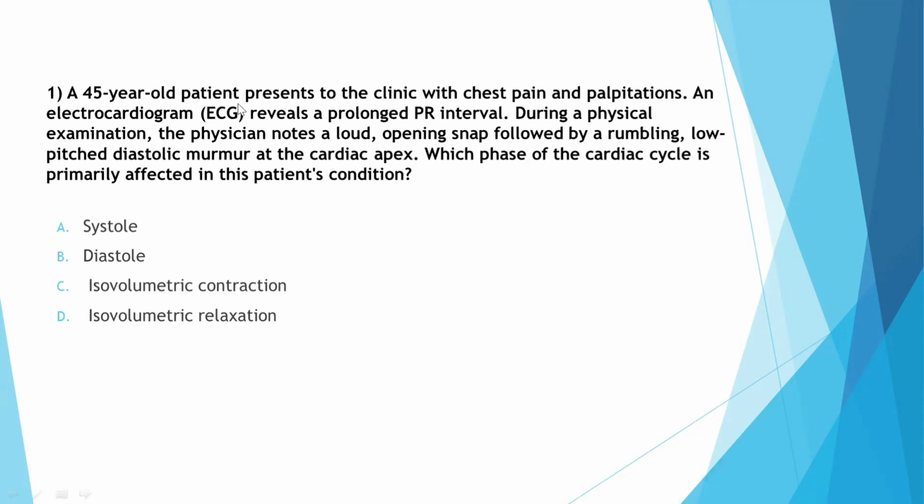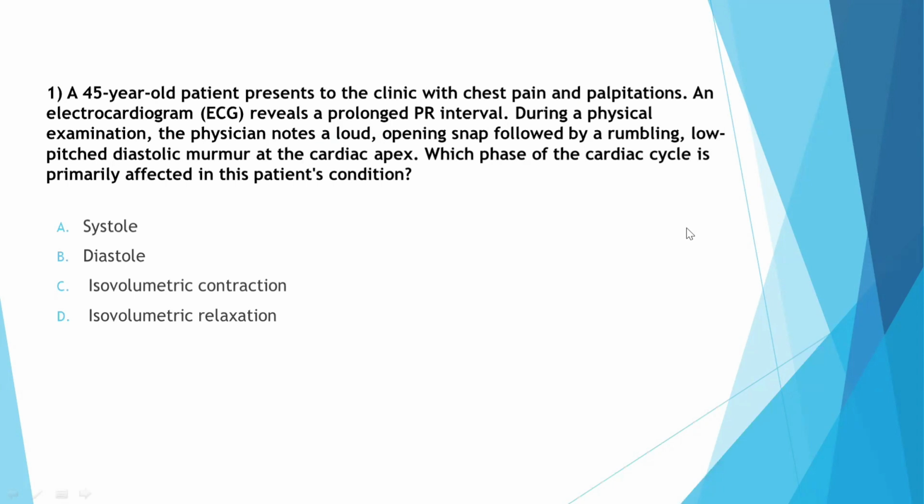So a 45-year-old patient presents to the clinic with chest pain and palpitations. An electrocardiogram reveals a prolonged PR interval. During a physical examination, the physician notes a loud opening snap followed by a rumbling, low-pitched diastolic murmur at the cardiac apex. Which phase of the cardiac cycle is primarily affected in this patient's condition?